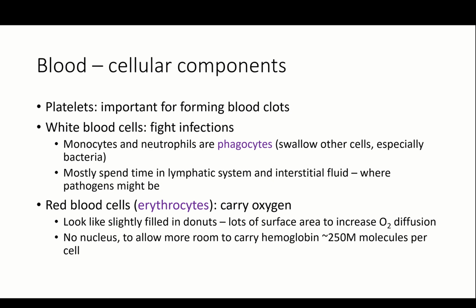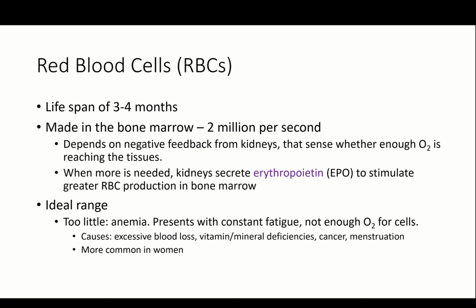Your red blood cells have no role whatsoever in the immune system. Their job exclusively is to carry oxygen. They look like slightly filled in donuts. They don't have a nucleus. They have lots of surface area to encourage oxygen diffusion. They have no nucleus, like I said, and that just gives them more space to carry hemoglobin. We estimate that they carry about 250 million molecules per cell, so lots of hemoglobin, and each hemoglobin molecule can carry 4 molecules of oxygen.